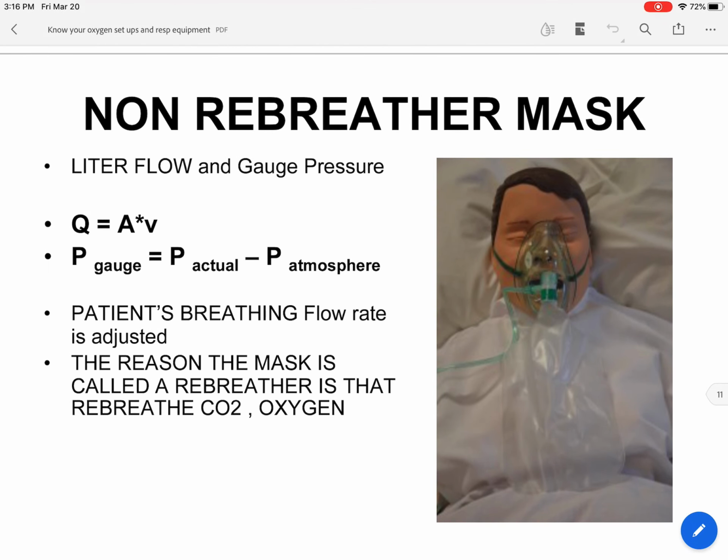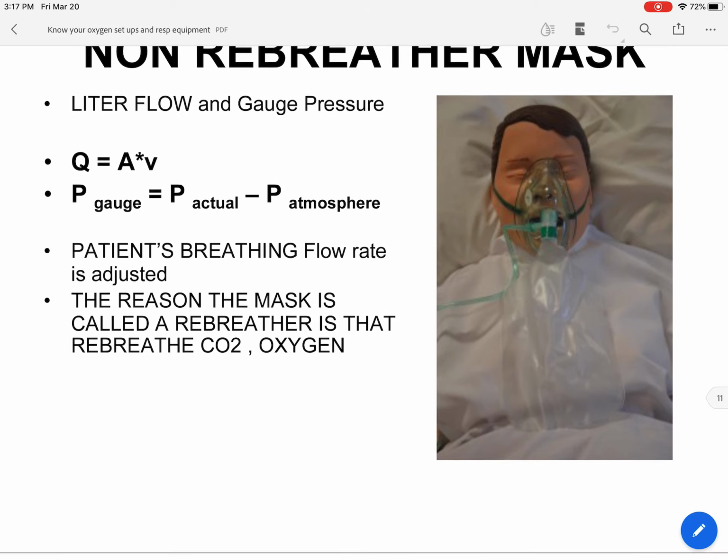And then you have devices that mix multiple equations. For example, this rebreather mask. The size of the nozzle is going to affect flow rate, but the bag itself is going to control the pressure at which the person receives the air or oxygen.